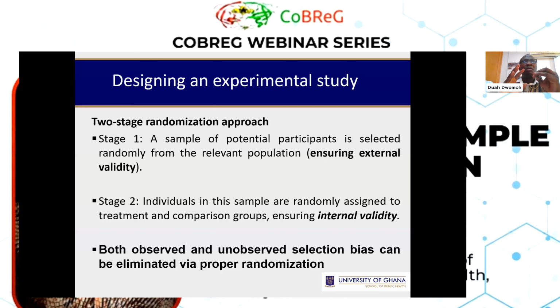Now, I indicated that one of the reasons why we do experimental study design is that we want to generate what we call a valid counterfactual. So once you use experimental study design to address a research question, what you are saying is that the effect of both the observed and the unobserved factors will cancel out.